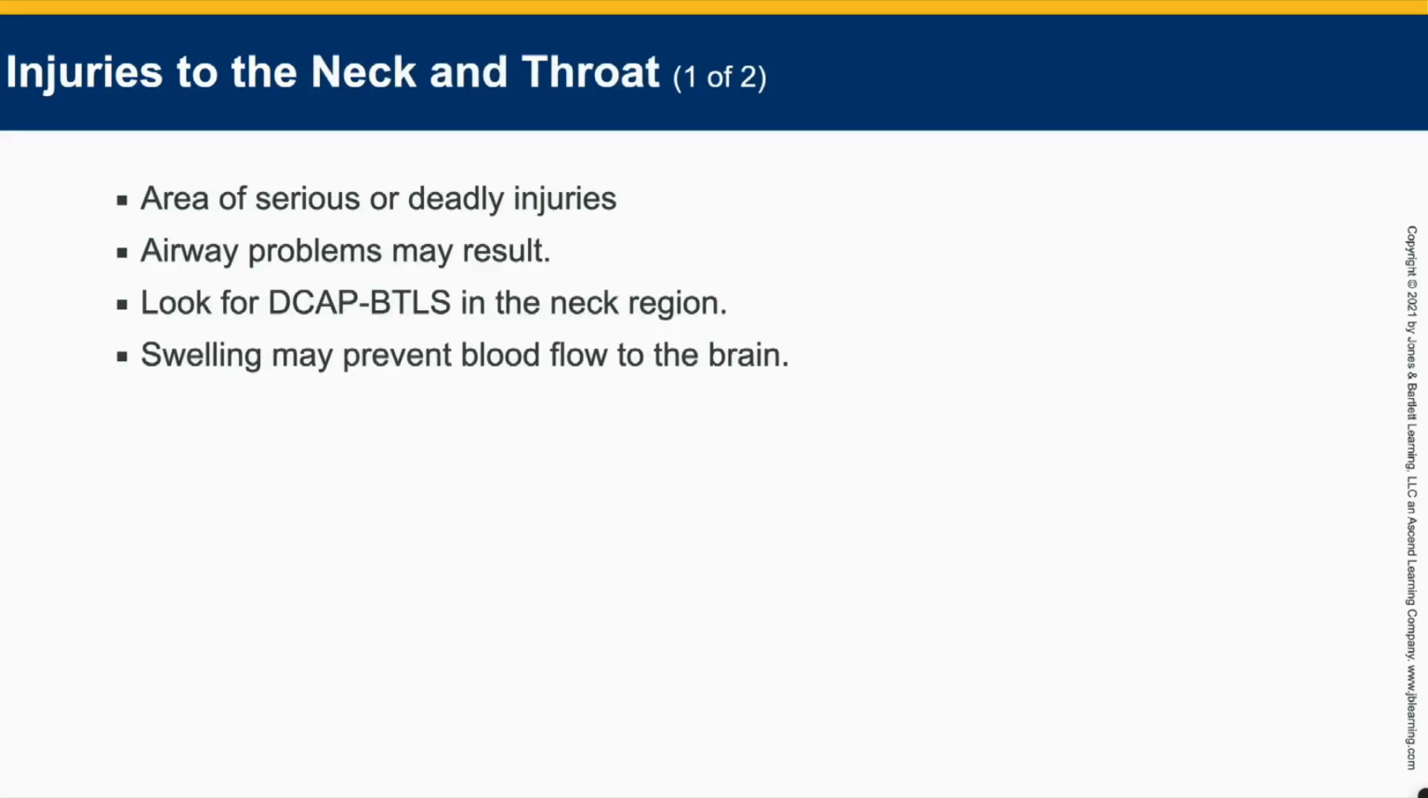Moving into injuries in the neck and the throat, this is a high-risk area for potentially serious or even deadly injuries because the biggest concern here is the airway. Even a small amount of swelling can quickly lead to airway compromise. And as you're assessing, you want to be looking for your DCAP-BTLS findings in the neck. Anything abnormal, deformity, swelling, bruising.